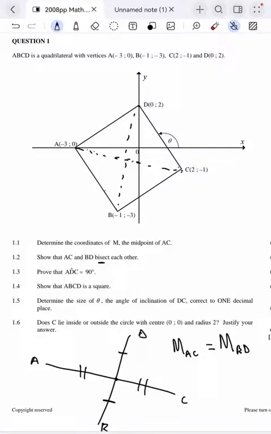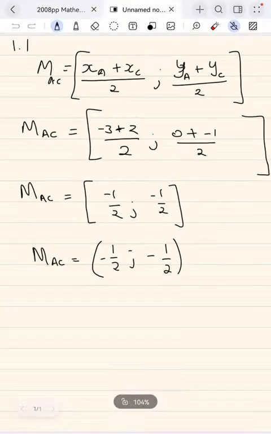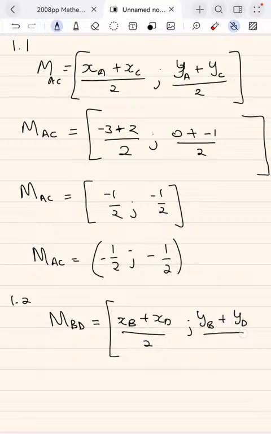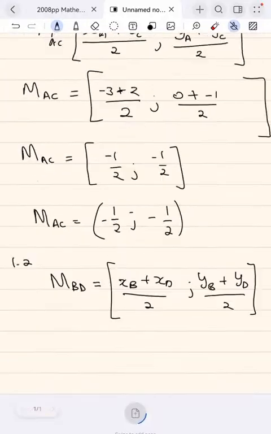Right? So we go to 1.2. We say what is the midpoint of BD? It is going to be equal, like before, x of B plus x of D divided by 2, y of B plus y of D divided by 2. Right? And then we proceed.